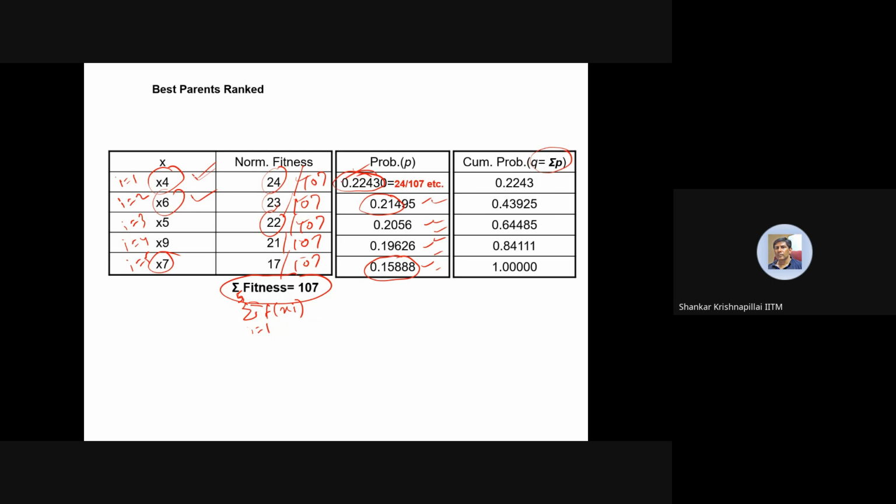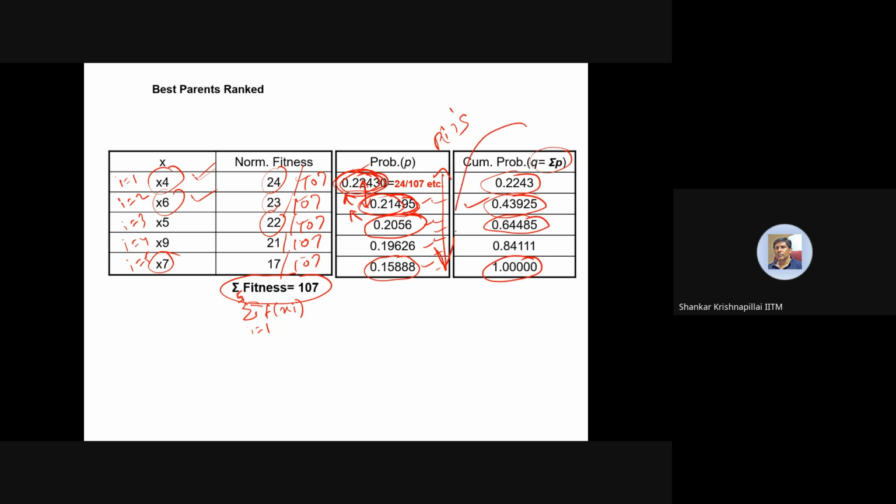Okay, so the first column is say 0.2243. This is actually this second probability plus the previous value. That is 0.21495 plus 0.22430. That is this one. Then this one is this pi plus the previous two values of pi. So finally, this will become 1.0 because this is the sum of all these PIs. So cumulative probability will become 1.